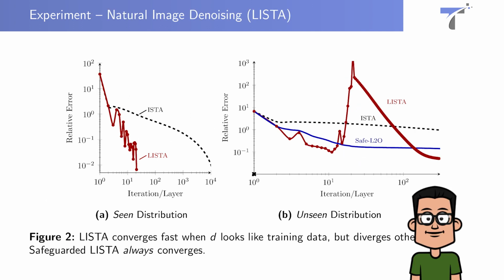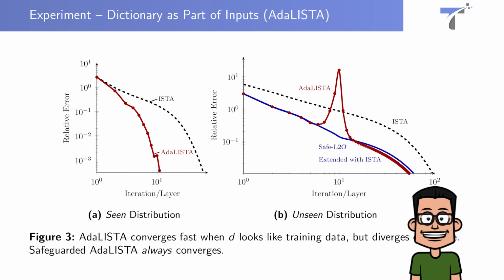Besides synthesized data, we also apply safe L2O to a natural image denoising task. We train a LISTA model on natural images corrupted by Gaussian noises, and then apply the trained model to pepper and salt noisy images. We can see that safe L2O successfully prevents LISTA from diverging. We further include the dictionary A as part of the inputs that can vary among different samples. We adopt AdaLISTA as the L2O scheme, which is designed for this scenario, and our observation is consistent.